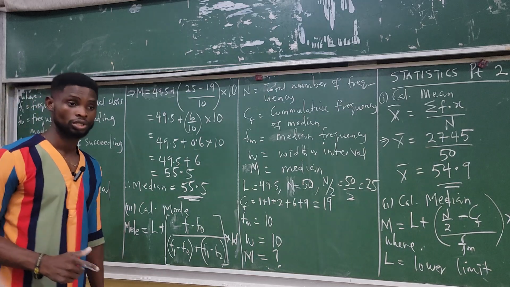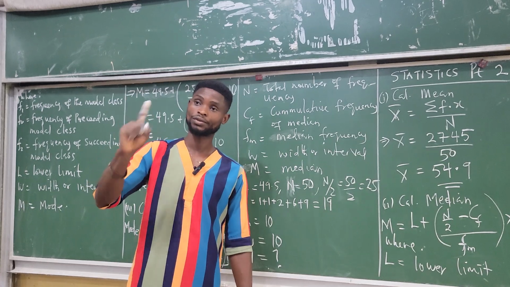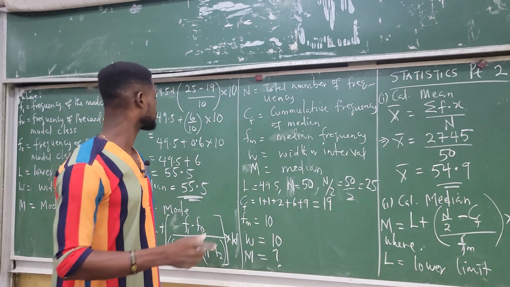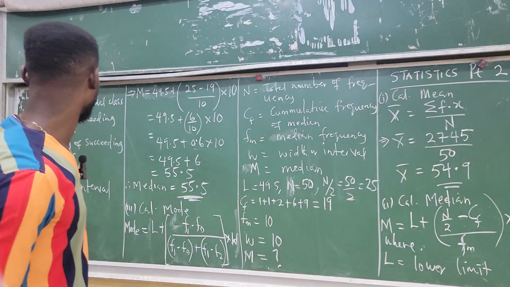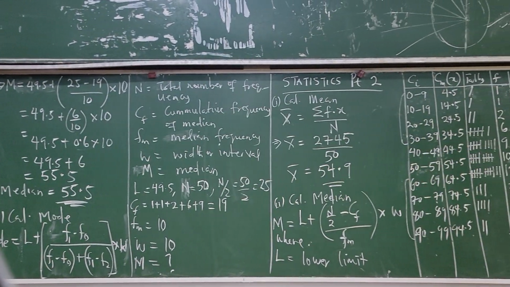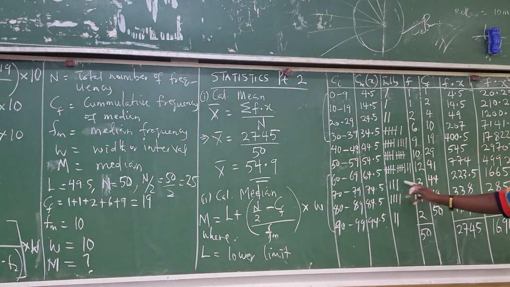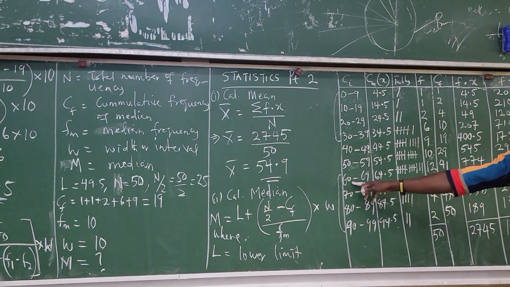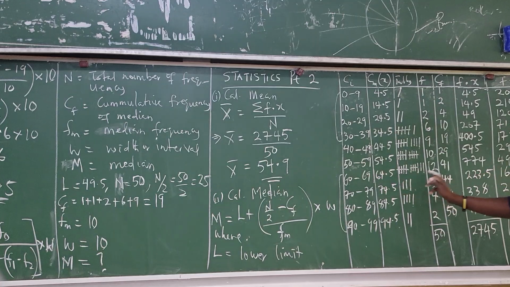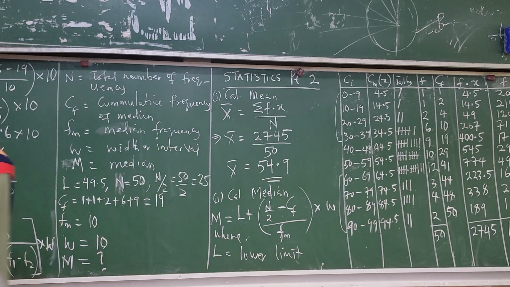Remember that mode is the highest occurring frequency. That is what mode means. So if you trace back to our table, F1 is the frequency of the modal class. Which one has the highest frequency? We trace from the class interval. The highest frequency is 12. That is the class 60 to 69. So F1 will be 12.